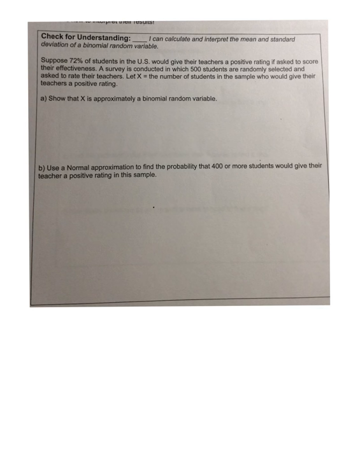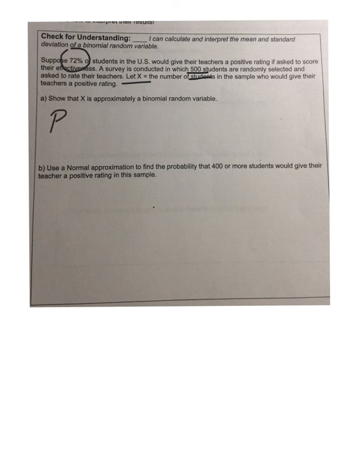Okay, let's look at this one. Suppose 72% of students in the U.S. give their teacher a positive rating. A survey was conducted in which 500 students were randomly selected. Let X be the number of students in the sample who would give their teacher a positive rating. Now, there's really not much to work with here. So, let's just start. Letter A. Is it approximately a binomial random variable?